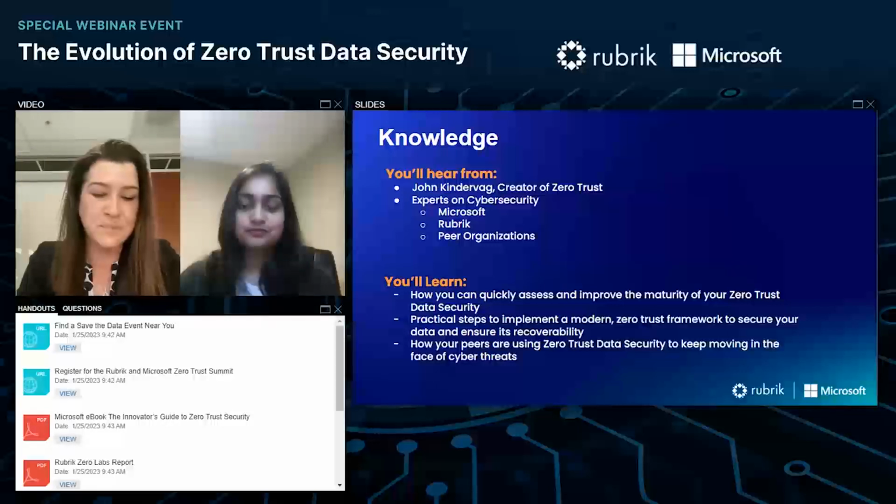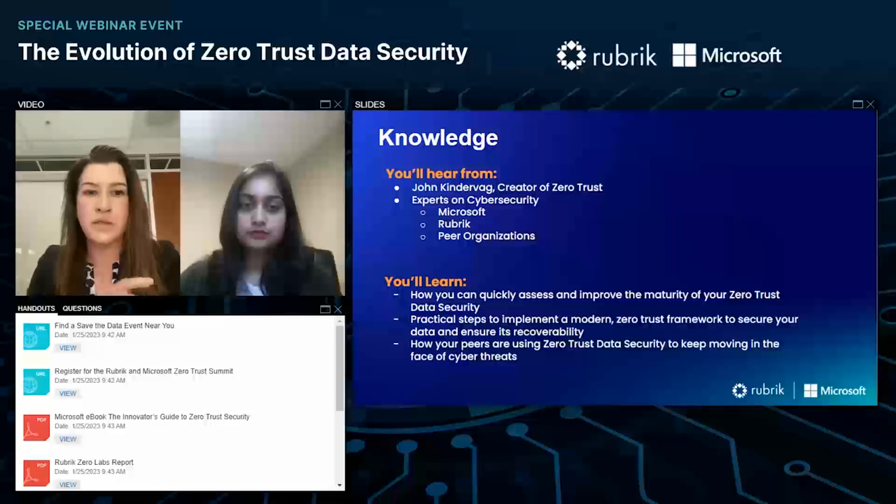Something else that is going to come out of that, if we take it up a couple of levels, is an understanding of where your organization falls on the Zero Trust data spectrum. So how are you doing implementing that? Where do you have opportunities to improve? Where might you be doing some things really, really well?